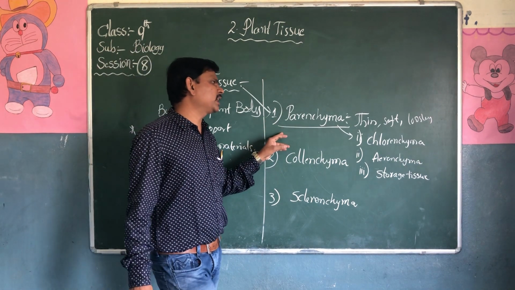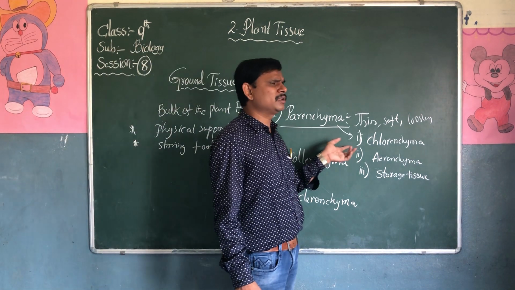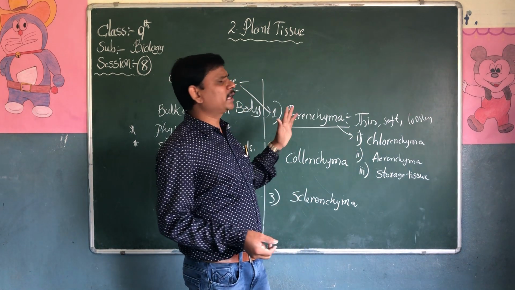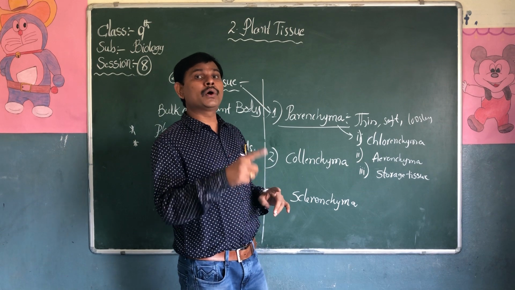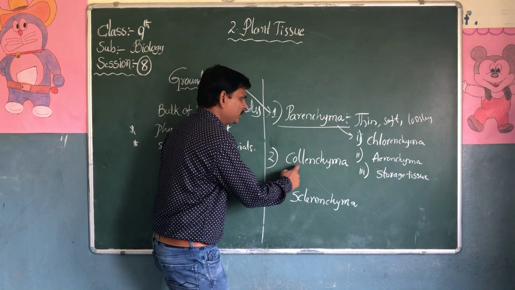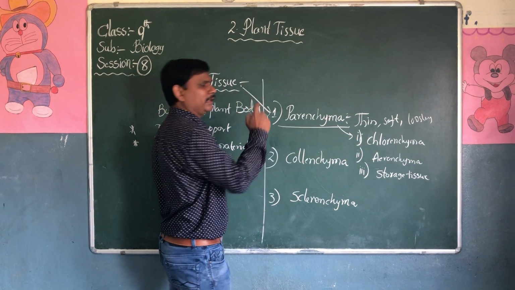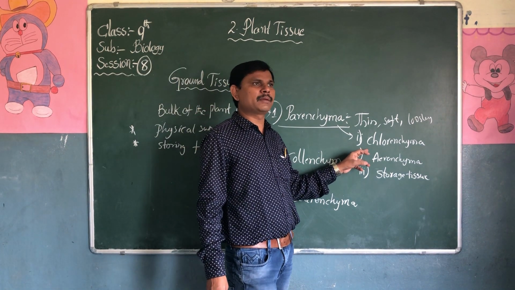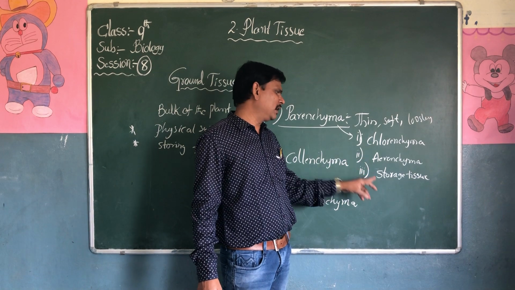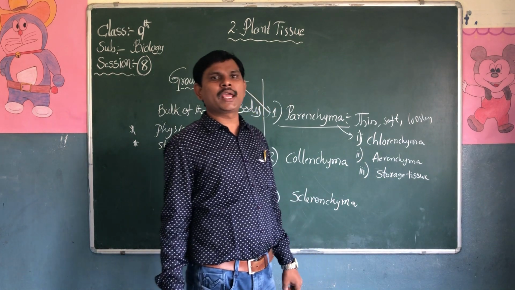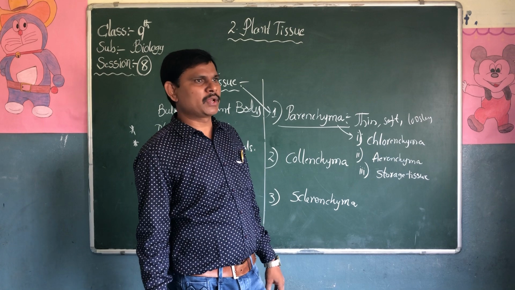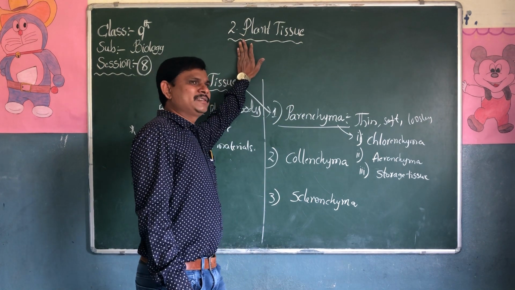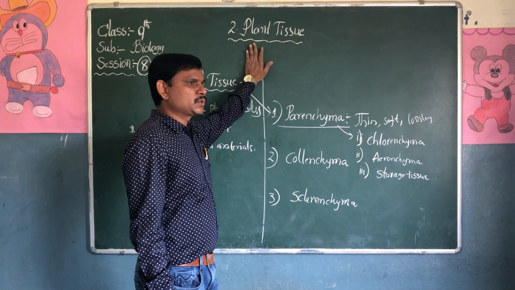Again, parenchyma has a thin, soft wall and loosely packed cells. So they have three types: chlorenchyma, aerenchyma, and storage tissue. What is chlorenchyma? What is aerenchyma? What is storage tissue?